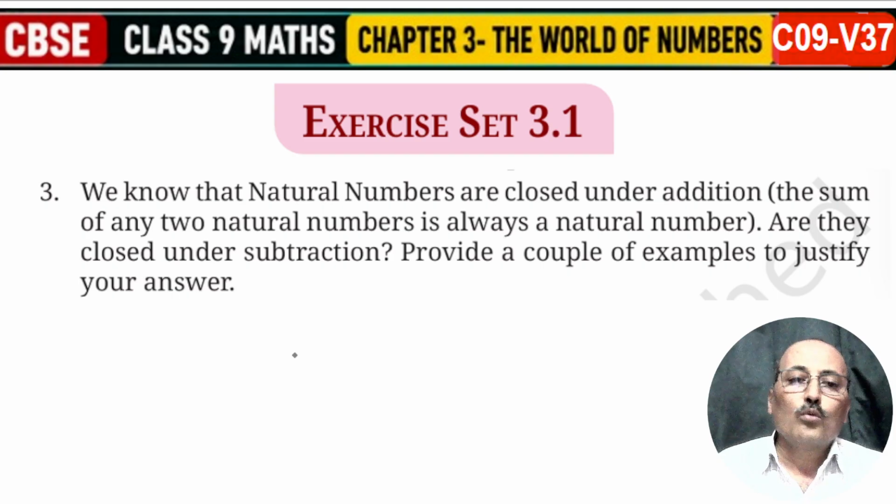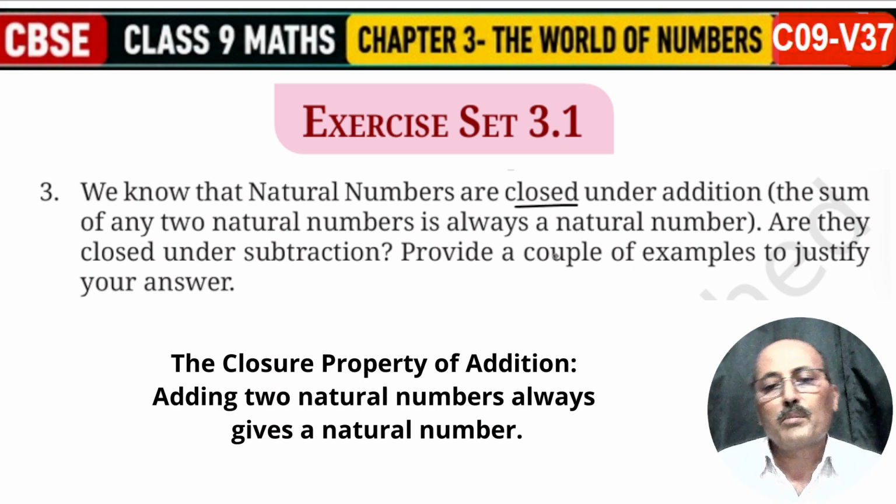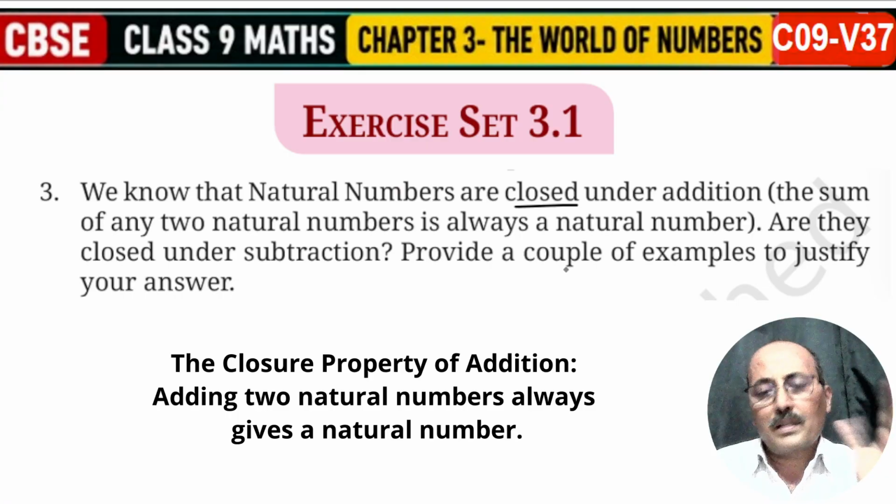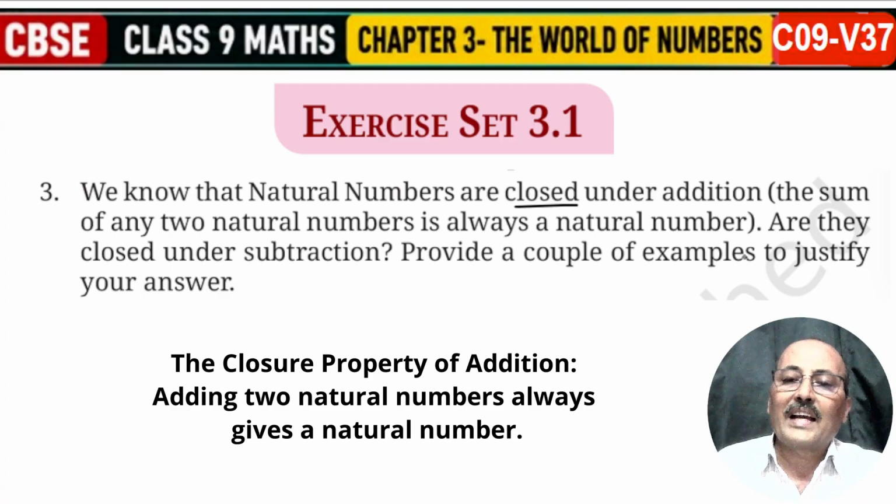Question number 3. We know that natural numbers are closed under addition. The sum of any two natural numbers is always a natural number. Yes, closed. Closure property means the sum of two natural numbers is a natural number. For prime numbers and whole numbers, it will be the same thing. Like that, you go on for each and every number. This is for natural numbers.